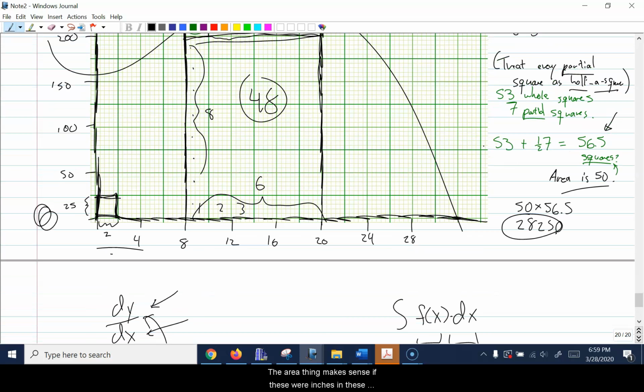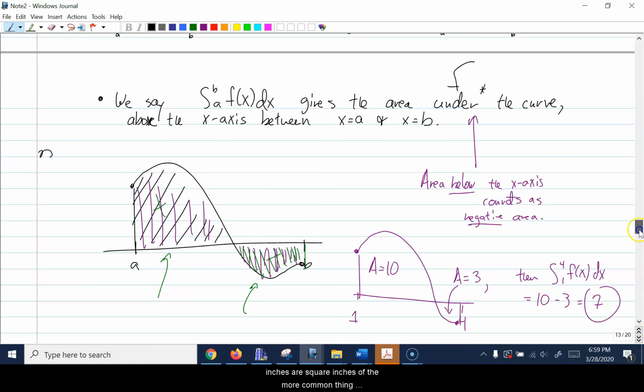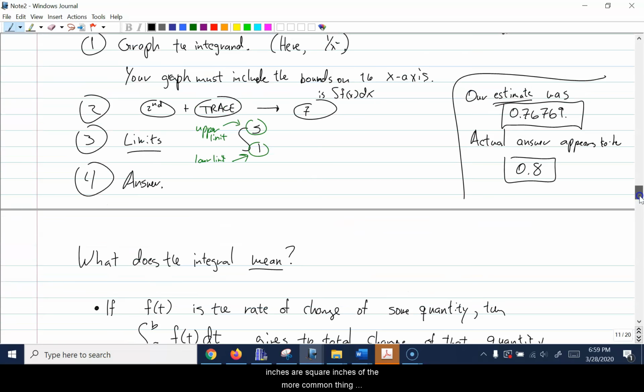The area thing makes sense. If these were inches and these were inches, then they would be square inches. Inches times inches are square inches.